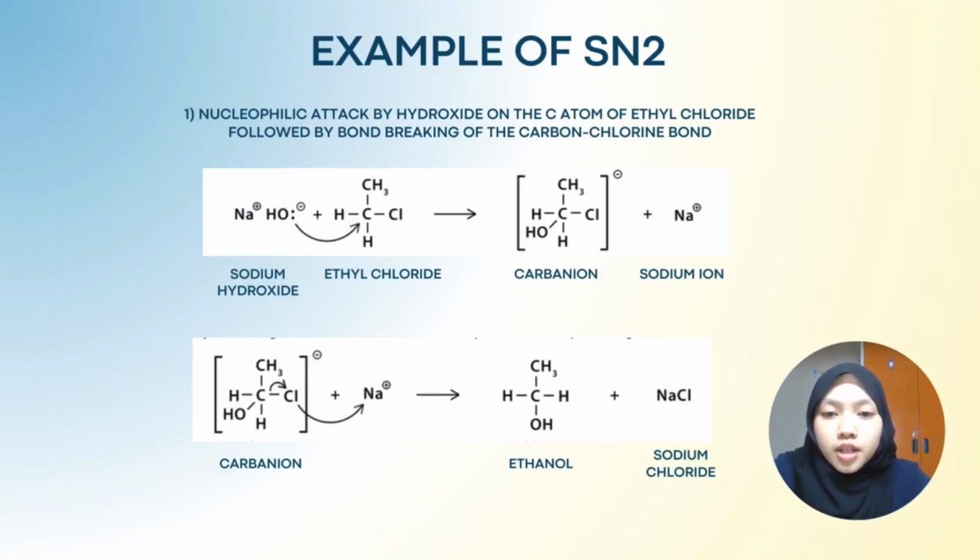Here the sodium hydroxide, which is a strong nucleophile, attacks the carbon atom of ethyl chloride, which forms a carbon ion and sodium ion. Then the bond breaking of the carbon-chlorine bond takes place immediately and results in ethanol and sodium chloride. The nucleophile attacks through the backside attack, which is 180 degrees away from the halide group, which produces a product with an inversion configuration only.